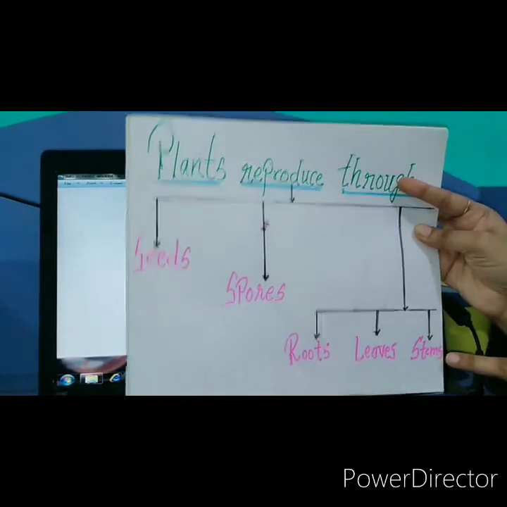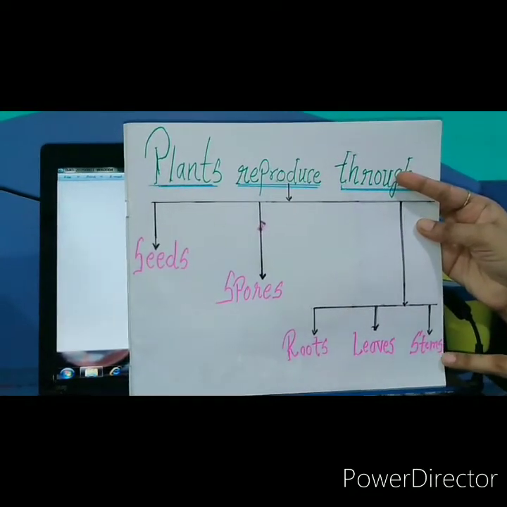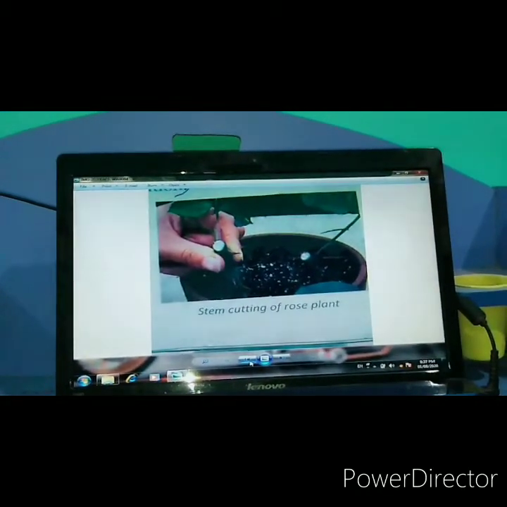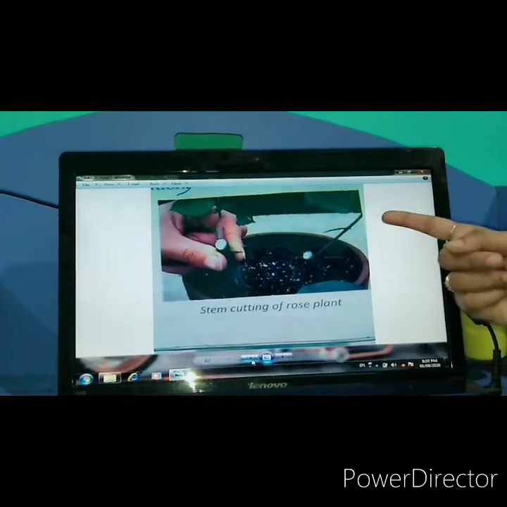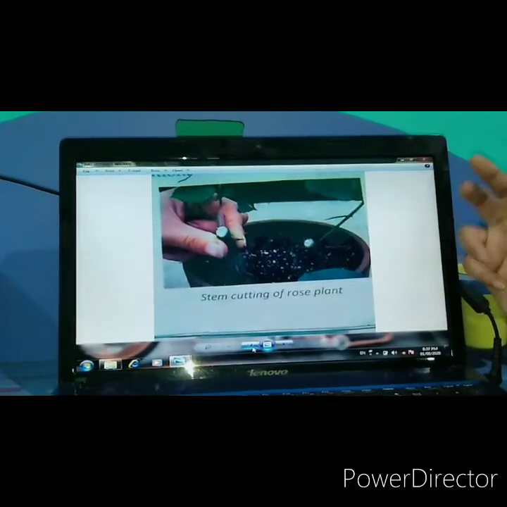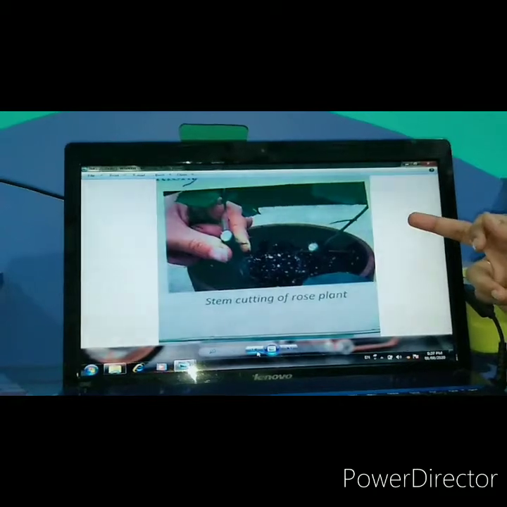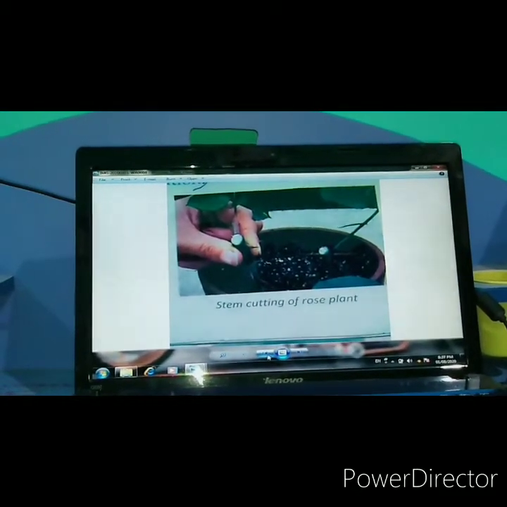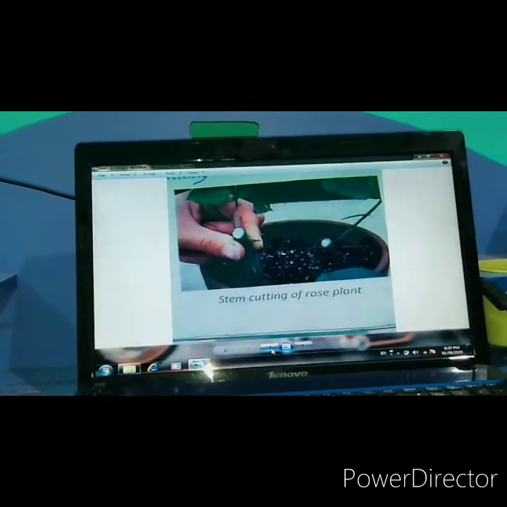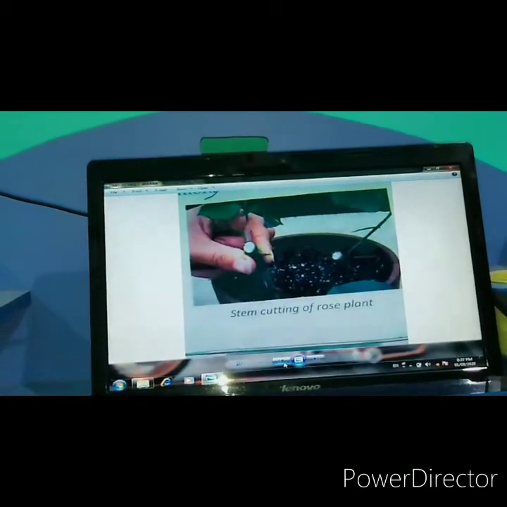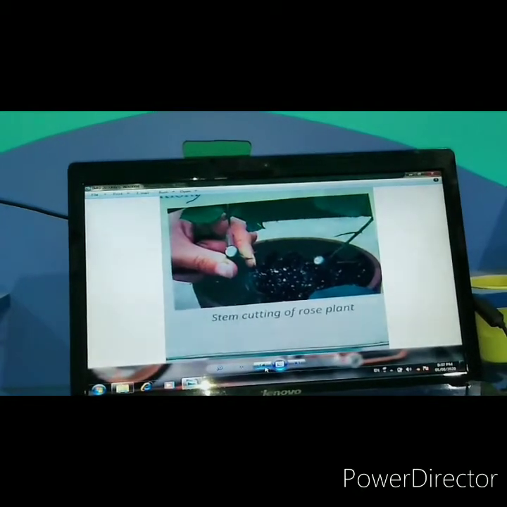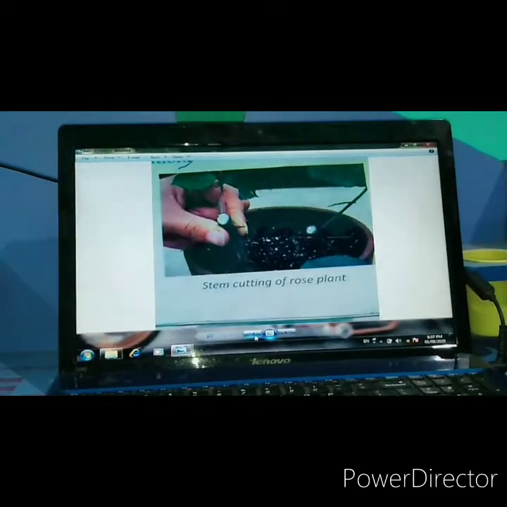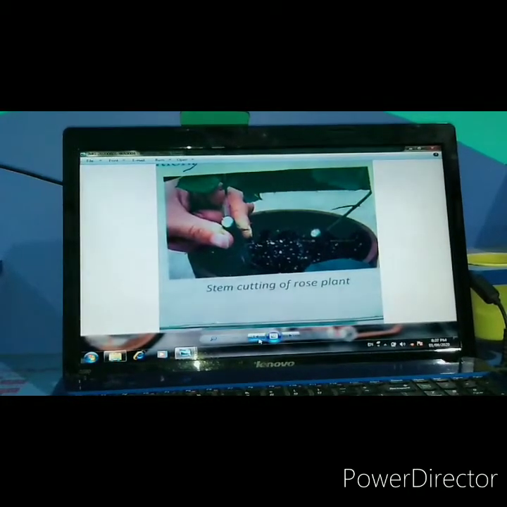Now the last one is reproduction from stem. Potato, ginger, rose, sugarcane are examples of reproduction from stem. Dear children, you can do one experiment on your own. If you have a potato with an eye, you can take the potato, just put it into the soil, and that potato after a few days will grow into a new plant.